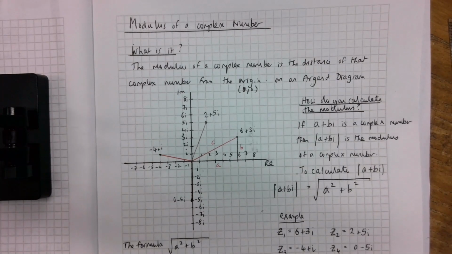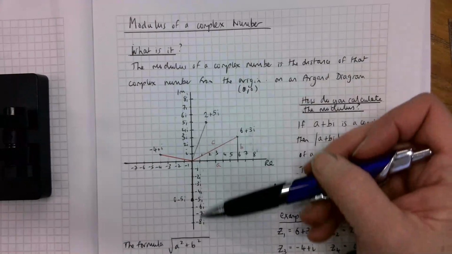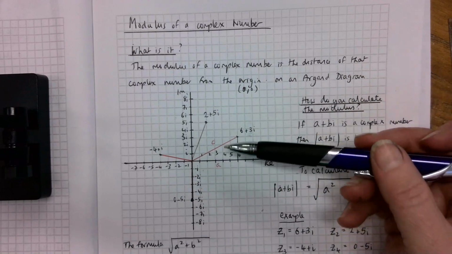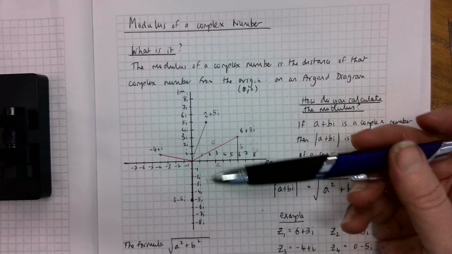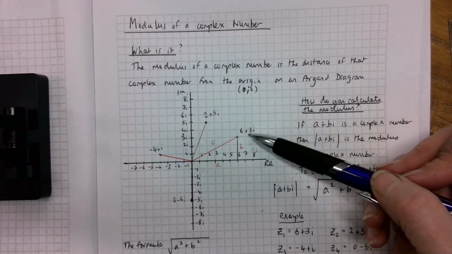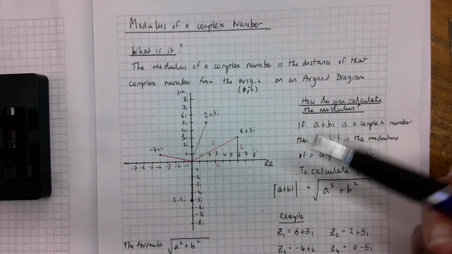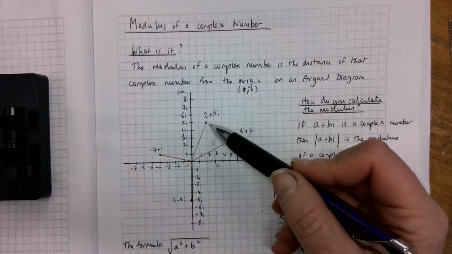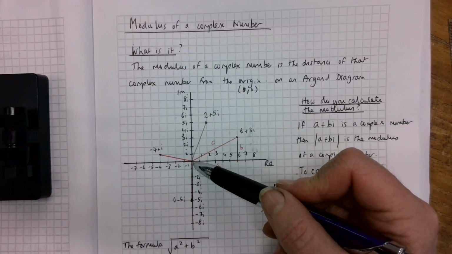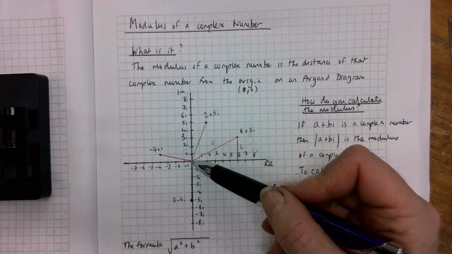The modulus of a complex number is the distance of that complex number from the origin on an Argand diagram. That is probably the easiest way to visualize it. So here I've got an Argand diagram. There's my real axis, there's my imaginary axis, and I've plotted some complex numbers: 2 plus 5i, 6 plus 3i, 0 minus 5i, and minus 4 plus i. I've drawn a line connecting each to the origin, the center point of the Argand diagram.